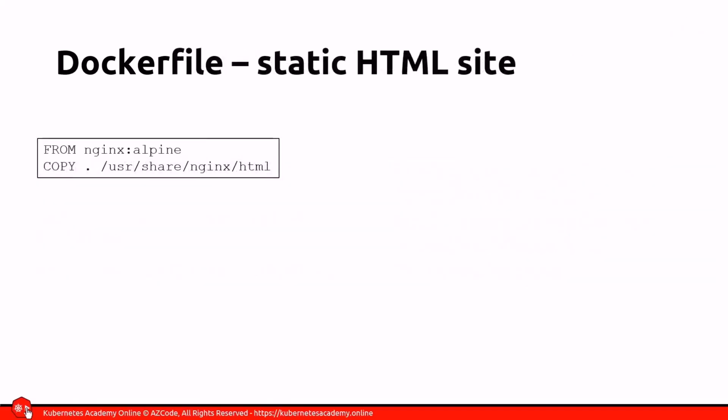So, what is a Dockerfile? Well, it's a text file listing the steps to build an image. Here's the simplest Dockerfile I can imagine. Two lines. The FROM command specifies the base image. When building new images, you always start from something already existing. In this case, an image with the Nginx web server using the Alpine version. And then the COPY command copies everything from the current folder to a folder inside the container.